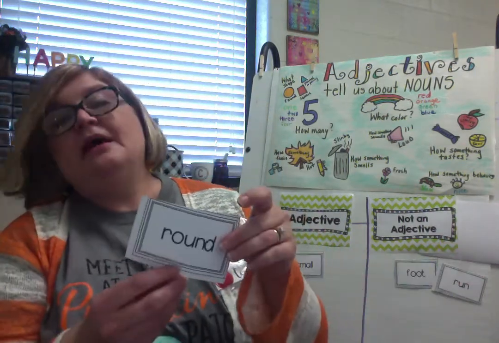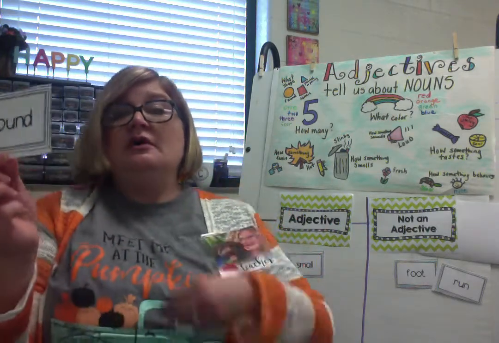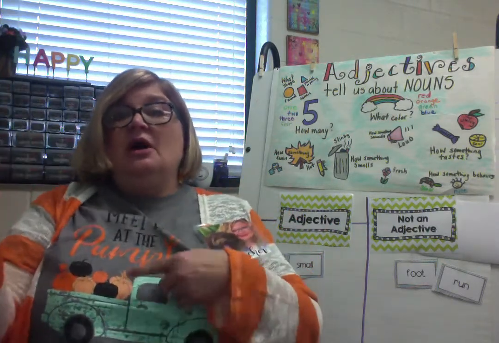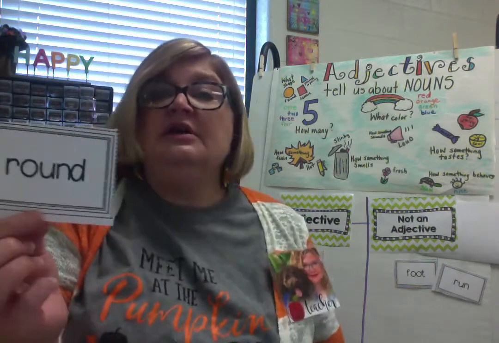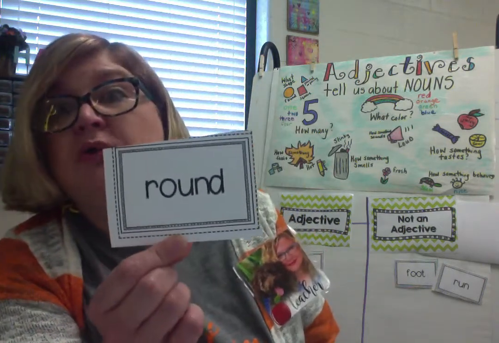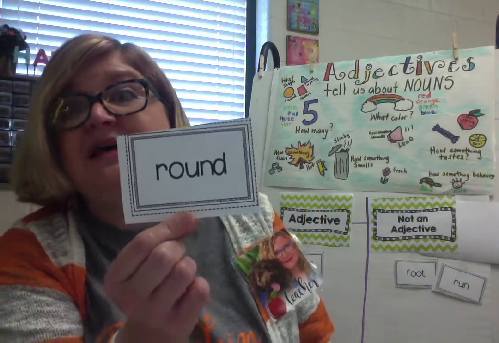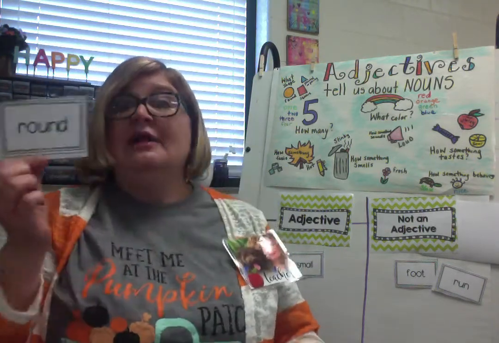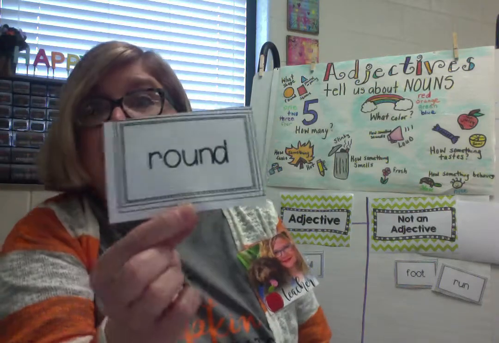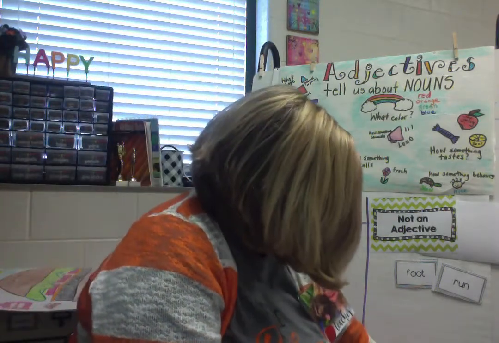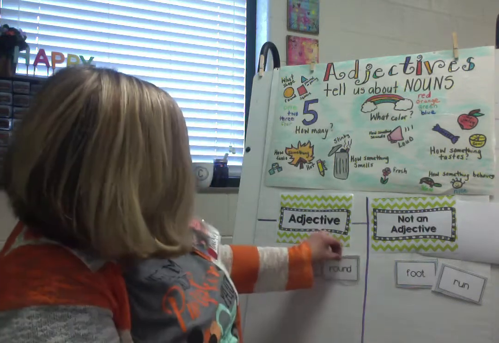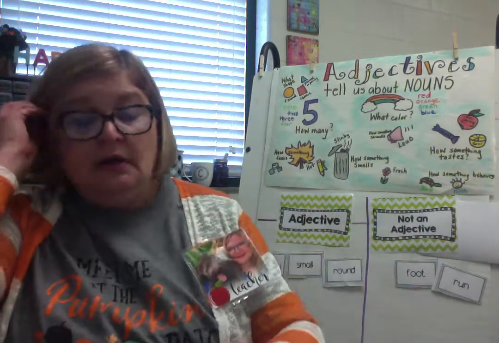Okay, what about this one? Round. If you'll notice, I have these pumpkins on my shirt because I'm getting ready for fall, okay? And pumpkins are round. Can I describe the pumpkin and say the pumpkin is round? The pumpkin is orange. The pumpkin is round. So round is an adjective. So I'm going to put it over here in the adjective category.